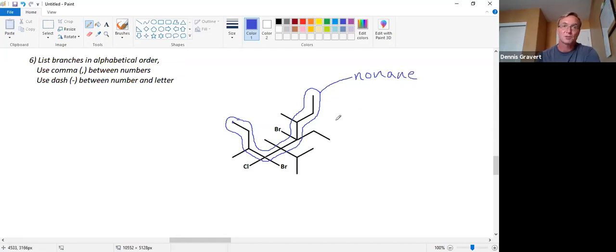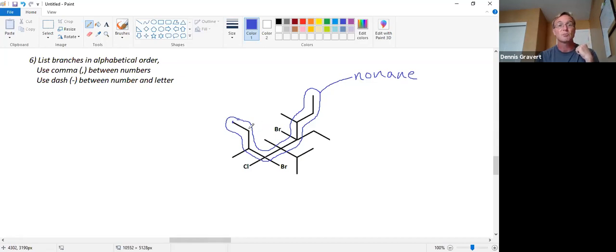Now we have to number it correctly. Starting at the top right, 1, 2, 3, I get to a methyl branch. On the left, 1, 2, 3, a methyl branch. Where's my second branch? Starting here on the left, 1, 2, 3, first branch. 4 has my chlorine. Hit the second branch at 4. Start again over here on the right. Carbon 1, 2, 3, first branch. 4, a bromine. It's a tie again.